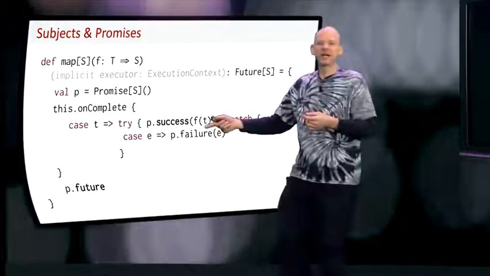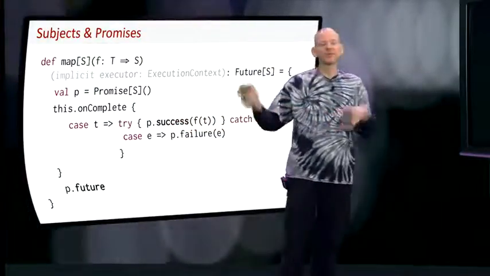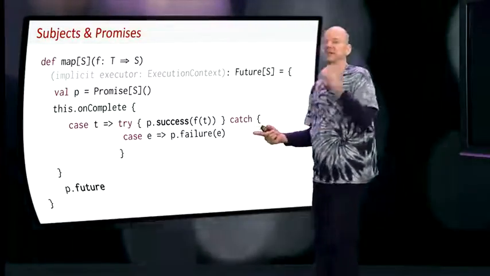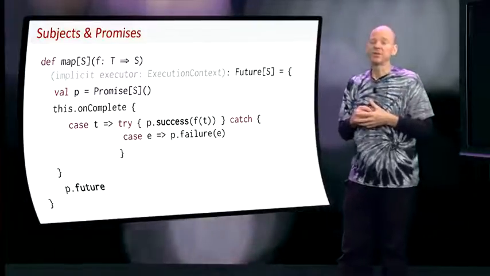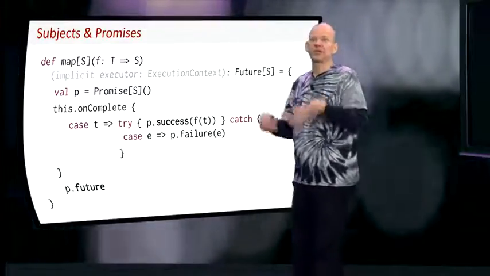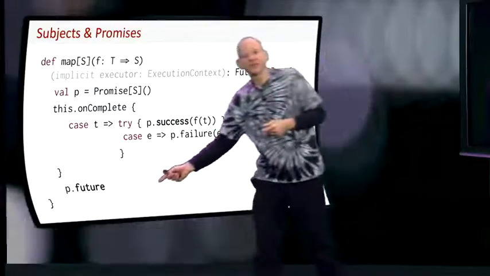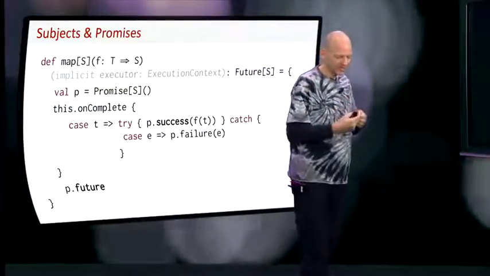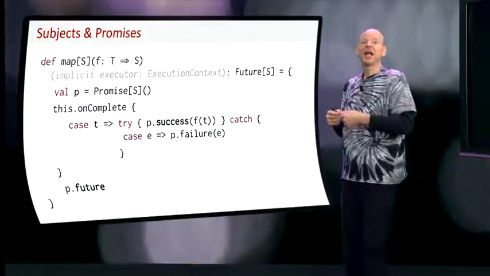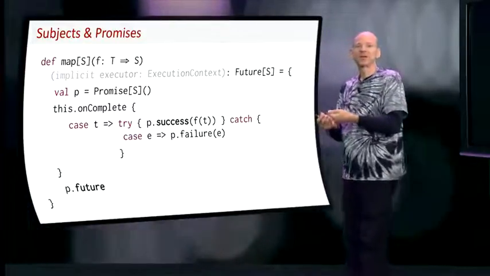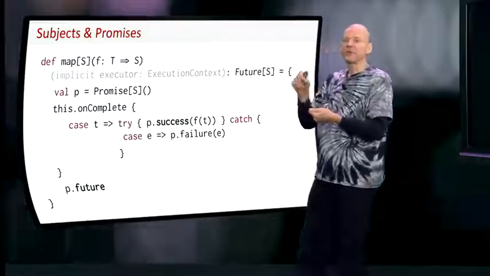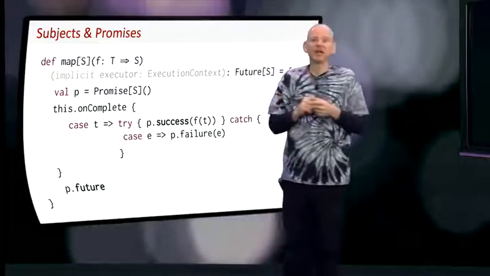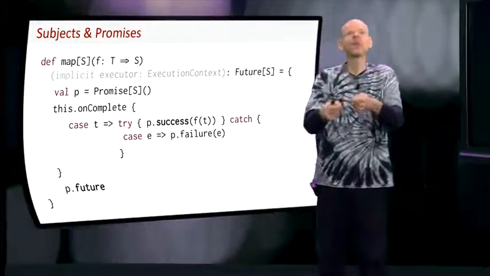If it completed successfully, we would call f. We had to wrap this around a try-catch because the f can fail too. This is the thing that we didn't do when we implemented map for observables. We ignored error cases there. But then we return the future corresponding to a promise. So a promise is an object that has a future, all right? But then there's no special interface to describe just the fact that you can set the future, or you can complete the future.